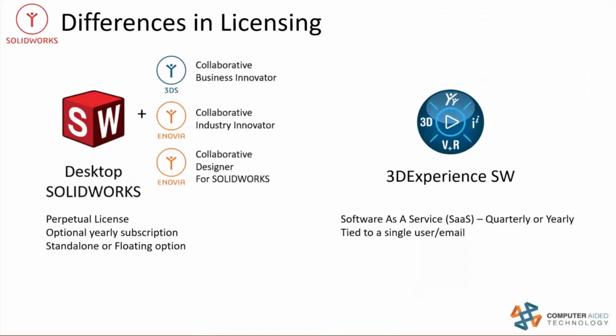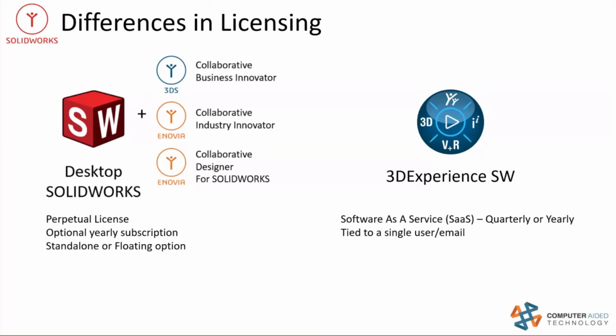So this slide is just showing the differences in licensing. The most flexible is going to be traditional desktop SOLIDWORKS with adding on the other three tools to connect to the cloud. Because you'll get the perpetual license, we have the options for standalone or floating licenses, as you hopefully know, to have a network license. And then with traditional SOLIDWORKS, you have the optional yearly subscription for your updates, tech support, and so on.